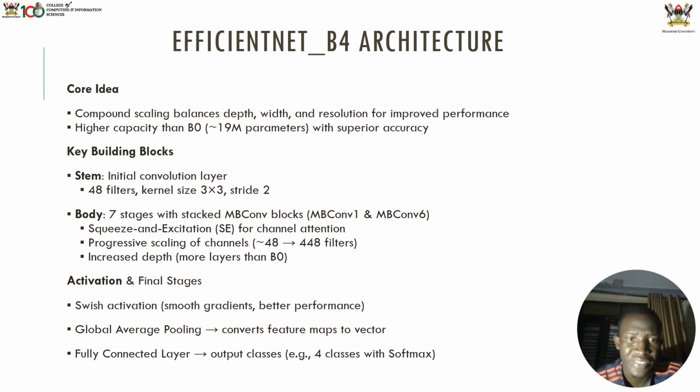EfficientNet B4 is a larger version compared to B0, which we had in our first models. It uses around 19.0 million parameters, whereas EfficientNet B0 had around 5.3 million parameters, and this gives B4 higher accuracy for complex tasks like medical image analysis.